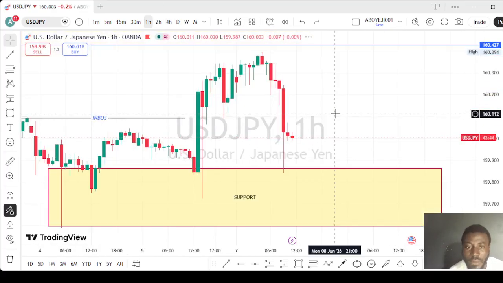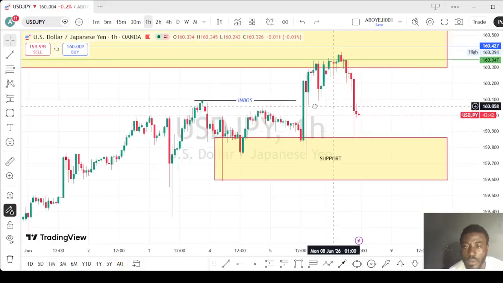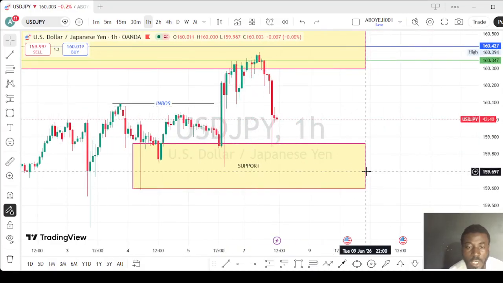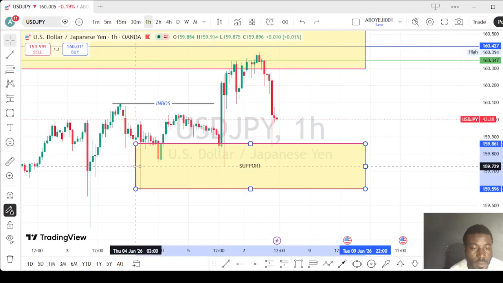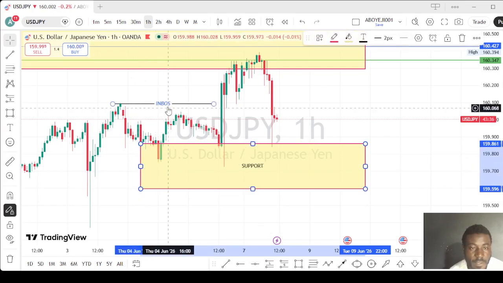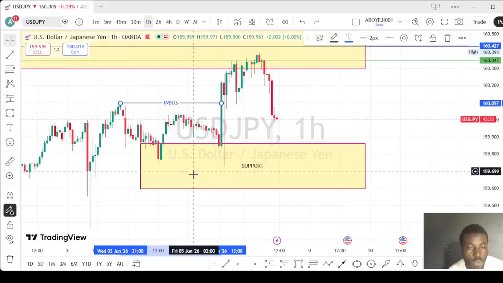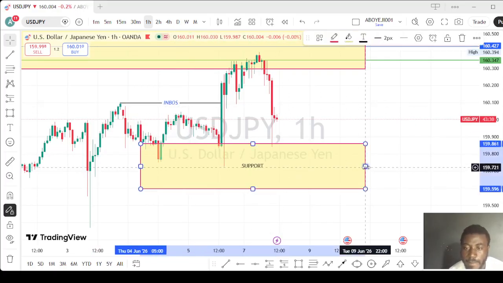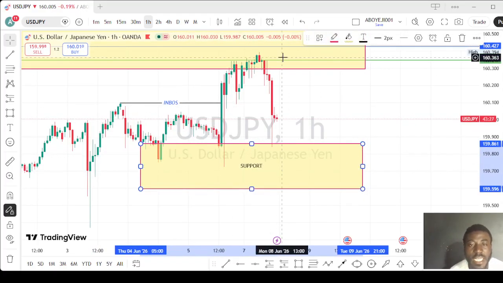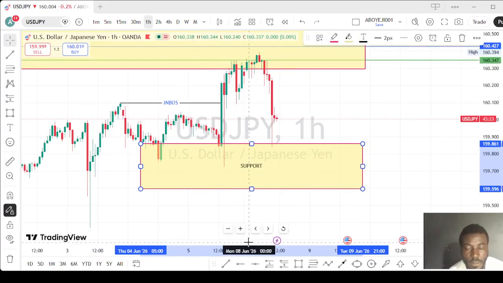Let's move to 1 hour time frame. Let's go and redefine the market on 1 hour time frame. All what I can see on 1 hour time frame. This is 4 hour time frame market gave us. You can see the break of structure here. And this is what I can see on 1 hour time frame. This is a break of structure on 1 hour time frame.